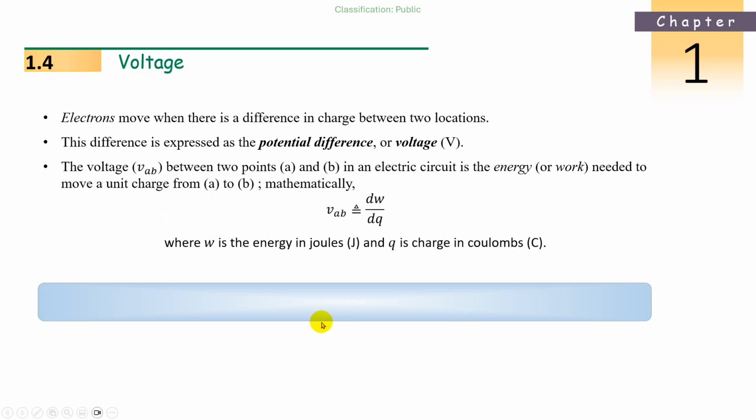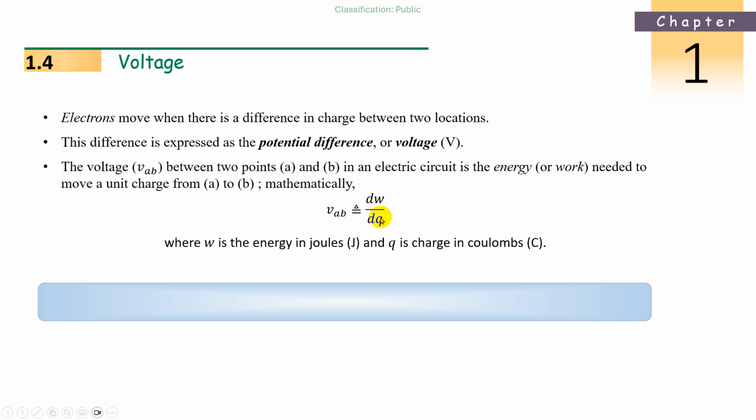So let us take, we have a movement of current between point A and point B. Then the voltage across points A and B is called VAB. Between two points A and B in an electrical circuit, it is nothing but energy or work. Energy means work done. Energy or work needed to move a unit charge from A to B. If a unit charge, 1 coulomb, is moving from A to B, then how much energy or work done is needed, that is called VAB, that is voltage or potential difference.